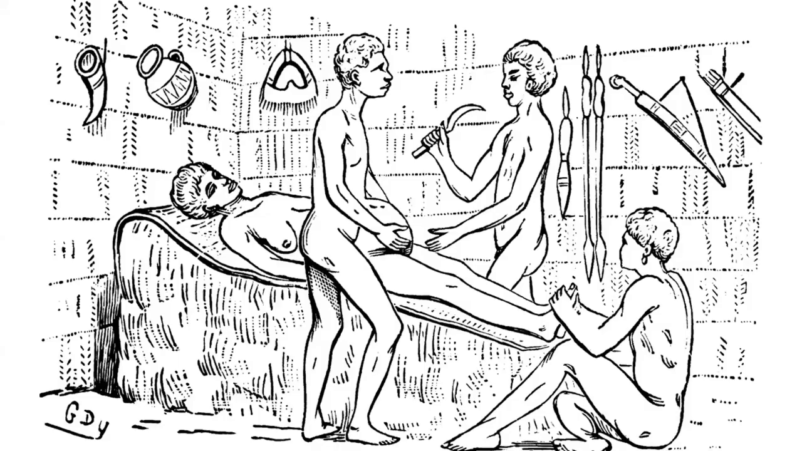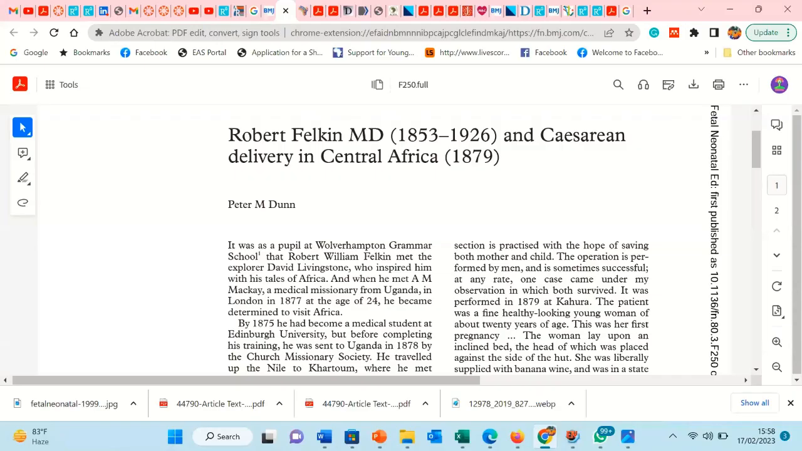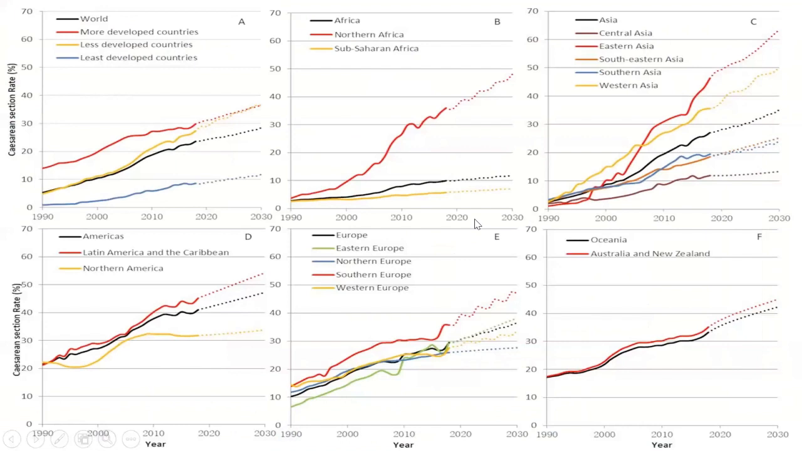But I think Africans were already practicing this, and this was actually some paper that is published, a record of what Robert Felkin found between 1857 and 1926. So he wrote something around 1879 about Cesarean section that was done in Western Uganda. It's an interesting read, and the moment I want to talk about Cesarean section, I want to refer to this because it makes me proud of my country.